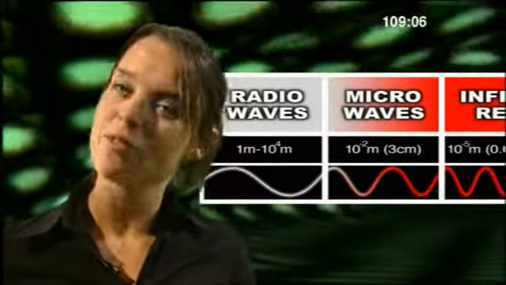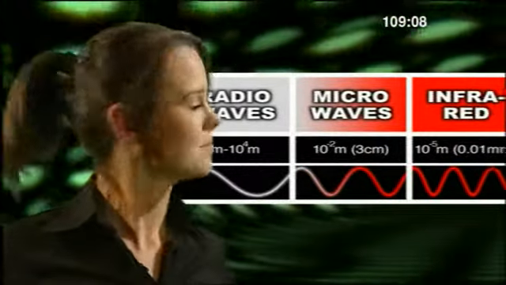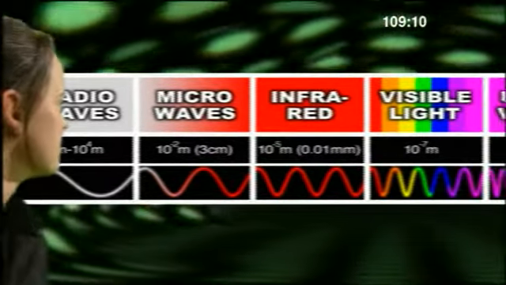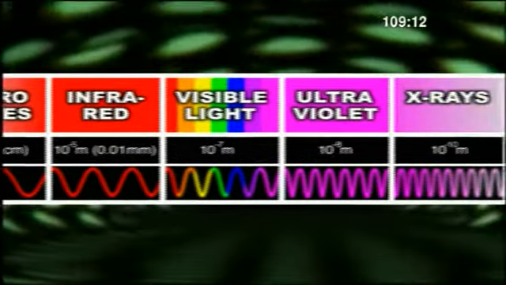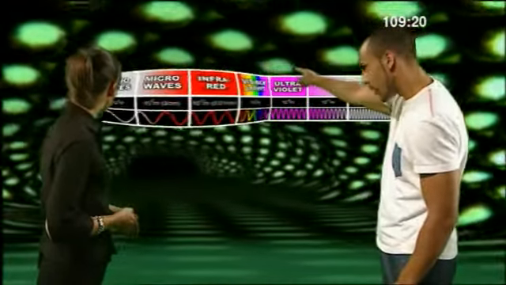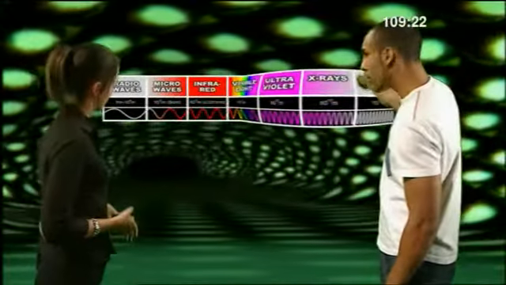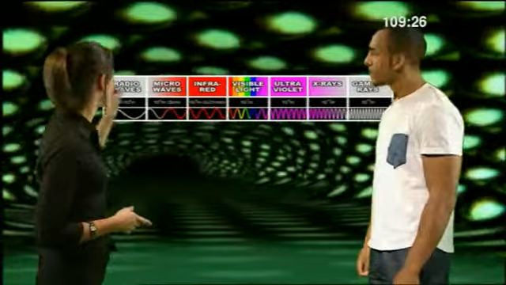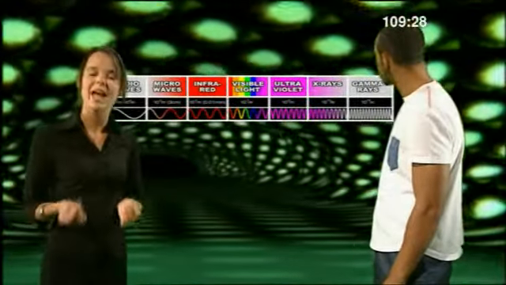Precisely. Now let's see what the waves look like for each of the 7 types. So if we look at wavelength, radio waves have the longest wavelength and gamma rays have the shortest wavelength? Right. And because the changes in the wavelength are so gradual, this is called the electromagnetic spectrum.